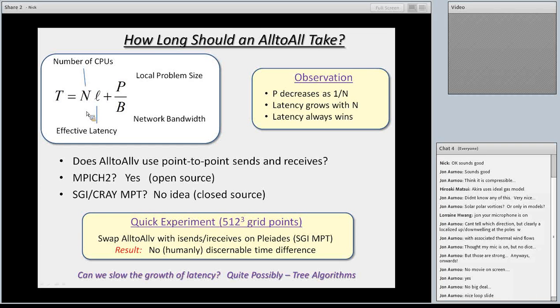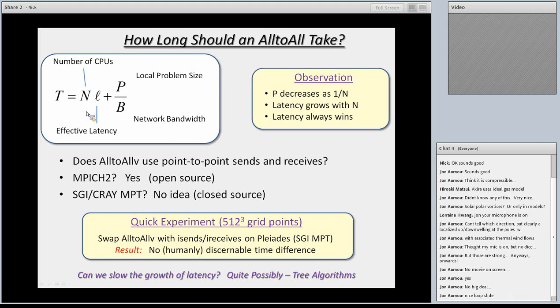So just going back to this business of how long does an all-to-all take? Well, ultimately, as your number of CPUs increases, the latency is just going to go through the roof, and that's going to dominate the problem, right? You know that P drops as 1 over n, but the latency grows with n, so it always wins. You might ask, is this an appropriate model for an all-to-all? This is a point-to-point send and receive model for the time the all-to-all should take. For MPICH2, yes, it is. That's open source. You can actually go in there and look at the source, and they say this is what we do. I wasn't sure on Kraken or Pleiades because the SGI and Cray MPT packages are closed source.